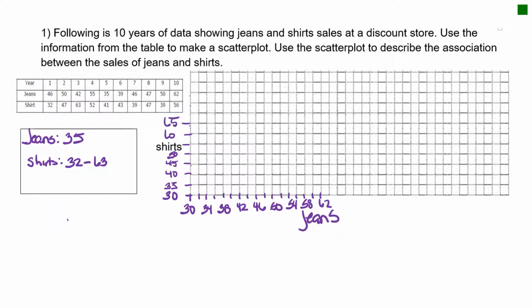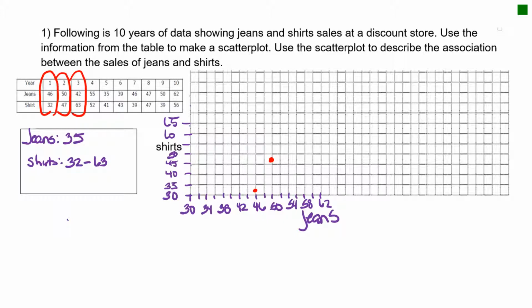So we just have to kind of figure out what we can fit on there. We probably could have done our jeans by bigger numbers than 2 because we have a lot of space, but that's okay. All right, so here's what happens. In year 1, we sold 46 jeans and 32 shirts. So go to 46 on the jeans and up to 32 on the shirts. You're just kind of estimating. It's between 30 and 35. For year 2, 50 jeans, 47 shirts. There's 50 jeans, 47 shirts, right about there.